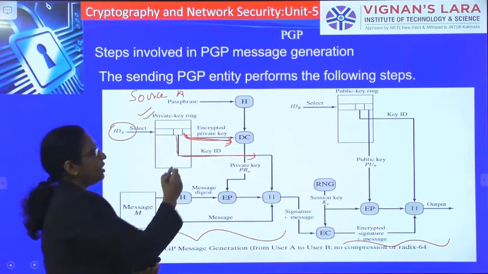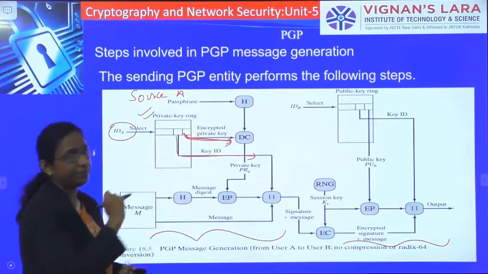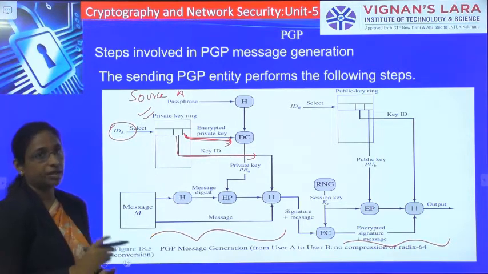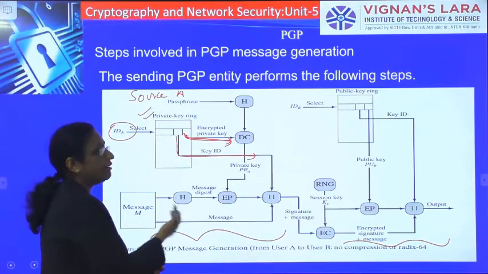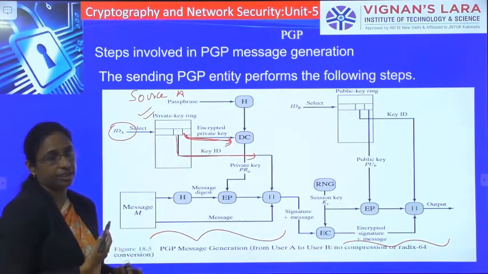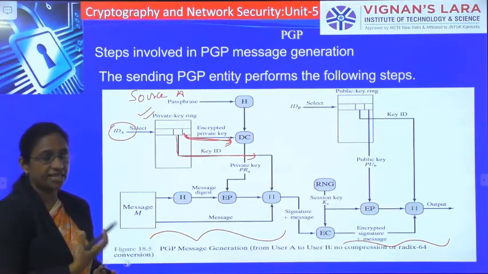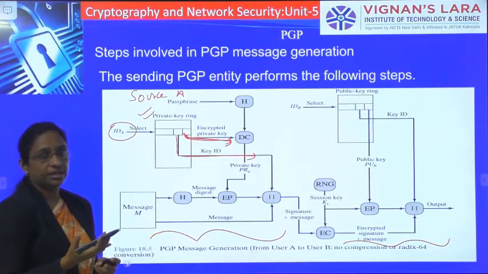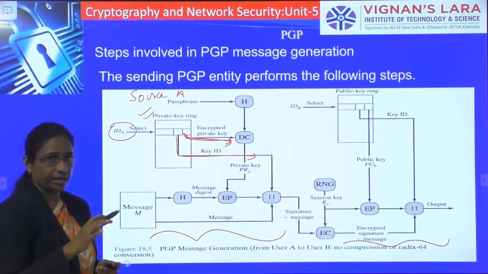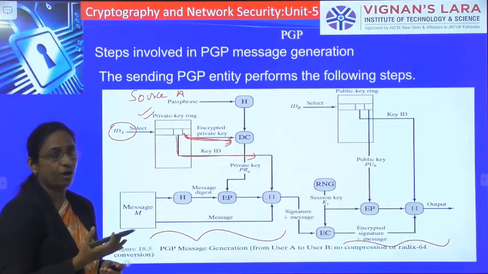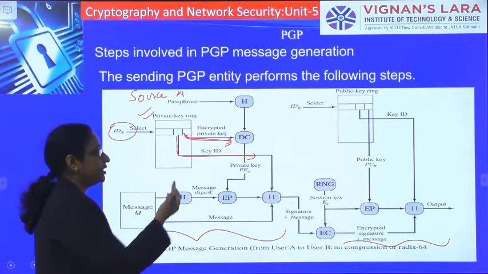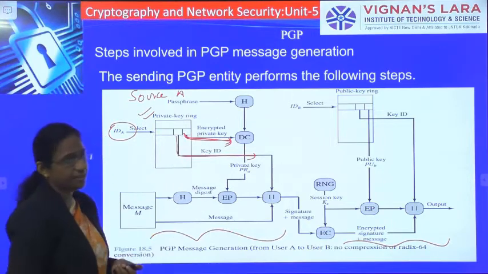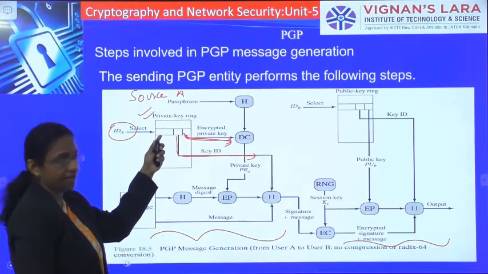We have already said that in the keyring the private key is in encrypted form. Since the key is in encrypted form, we have to decrypt it to secure that private key. Since the private keys have to be kept secret, they have to be kept in a scrambled form so that nobody can view that private key. So the private key is placed in encrypted form in the private key ring.